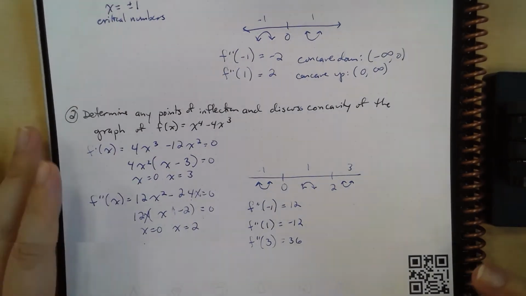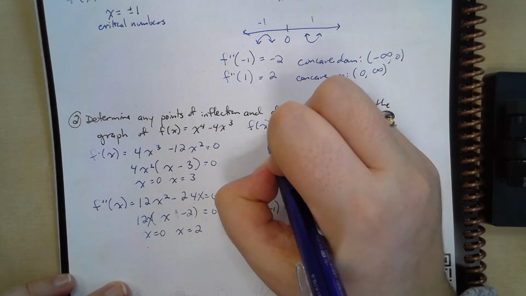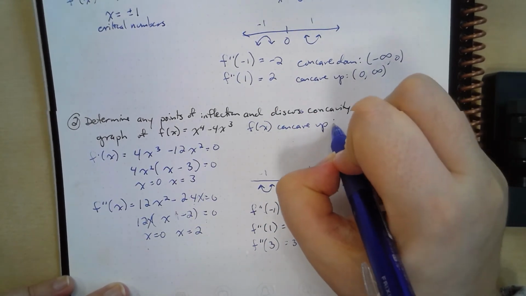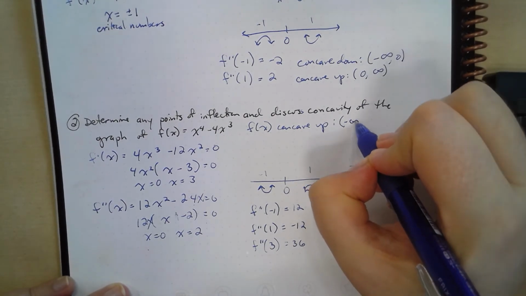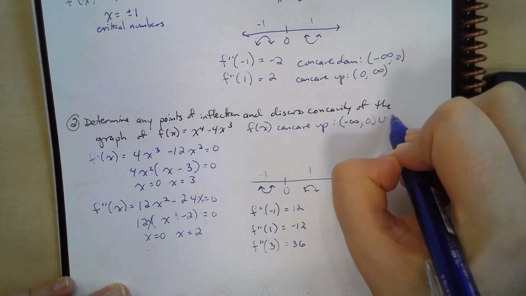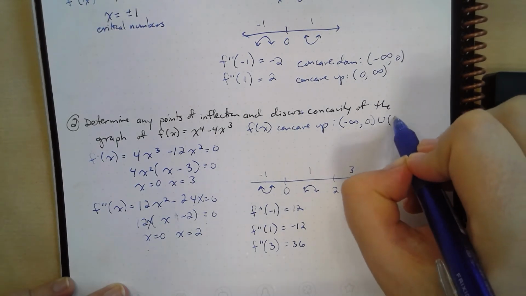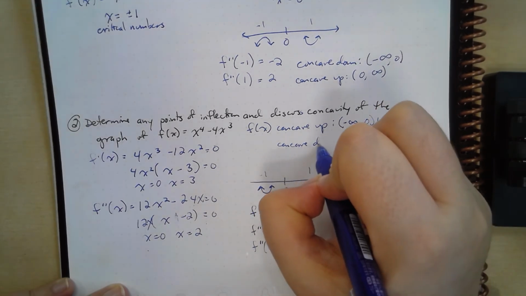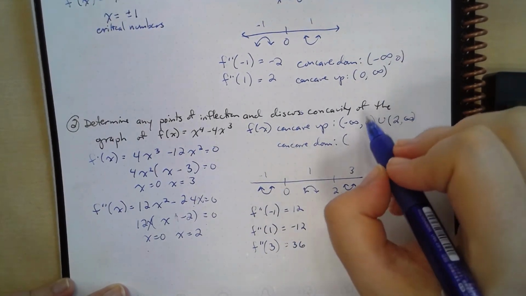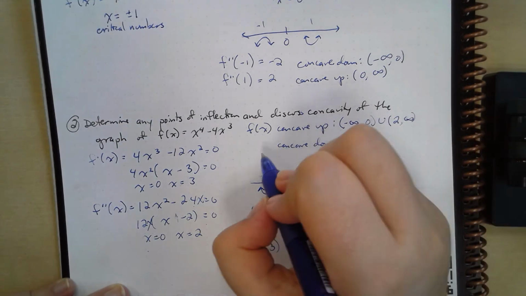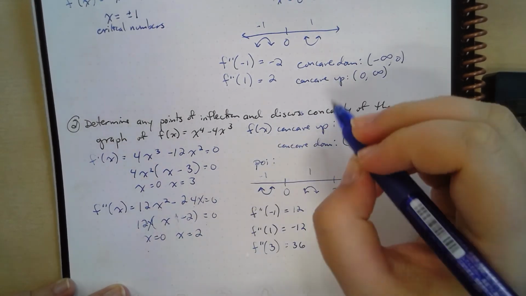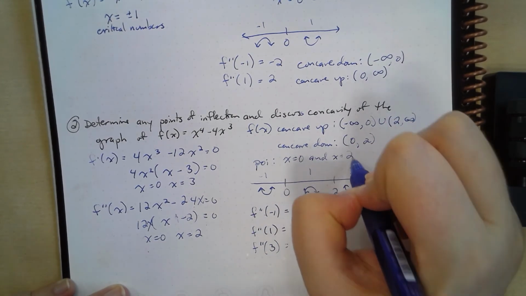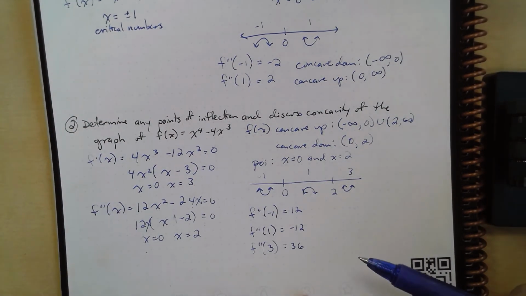Okay, so our graph, f of x, is concave up from -infinity to 0, and then again from 2 to infinity, and concave down from 0 to 2. And we have a point of inflection at x equals 0 and x equals 2, because our point of inflection is just where we change direction in our graph.